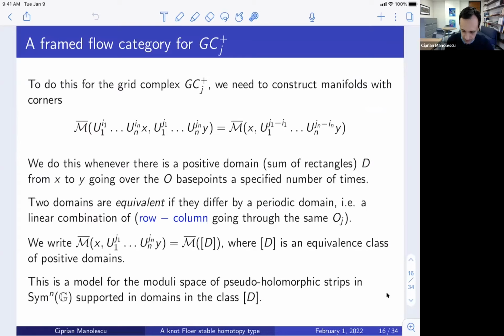And since we're just keeping track of the powers of U, you can think of this data, X and Y and the powers of U, as an equivalence class of positive domains, where two domains differ by replacing a row with a column. That's when they are equivalent. So we're going to write M bar of the equivalence class of domains. This is a model for the moduli space of pseudo-holomorphic strips in the symmetric product supported in domains in this class. So we're trying to model something from symplectic geometry.